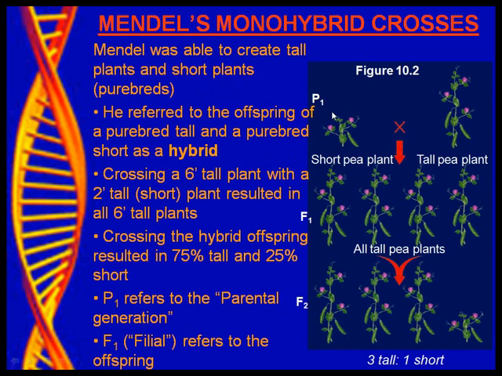And so here's a picture. Right here is a purebred short and a purebred tall. When they cross, you get all hybrid plants. And so what he did is actually cross 6-foot tall plants with 2-foot tall plants. And the result, right here, is 100% 6-foot tall plants. Naturally, you would think of maybe 3 or 4-foot tall plants taking place, but it didn't happen.